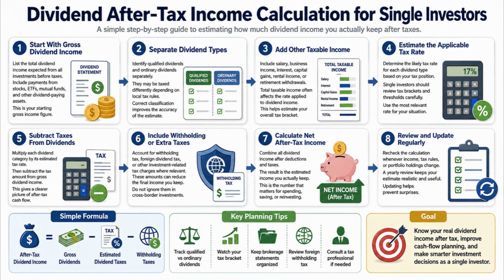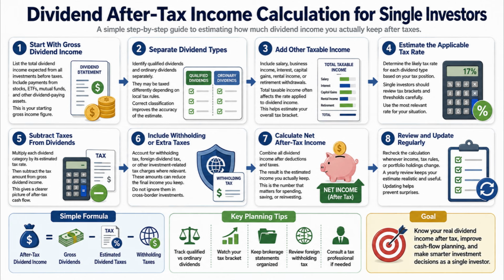In addition, subtract taxes from dividends. Multiply each dividend category by its estimated tax rate and then subtract the expected tax from gross dividend income. This gives a clearer view of how much income remains after dividend tax. At this stage, the investor begins to see the difference between gross income and usable income.